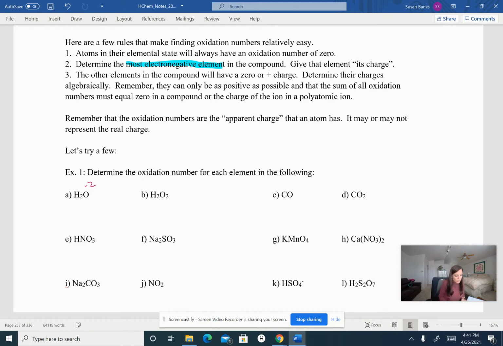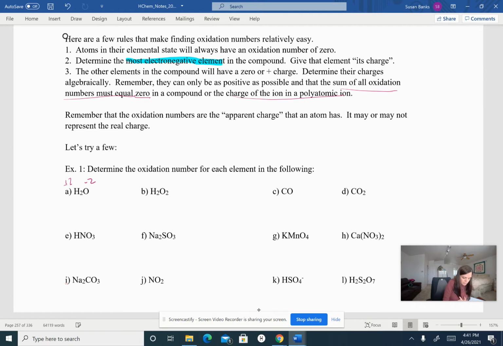So we know that this whole thing has to add up to 0. The sum of all oxidation numbers must equal 0, or the charge of the polyatomic ion. This has no charge, so it's got to add up to 0. So what plus -2 is going to add up to 0? +2, right? We have 2 hydrogens, so +2 divided by 2 gives us a +1. So hydrogen here is a +1, and oxygen is a -2. We're going to do hydrogen peroxide in just a minute.